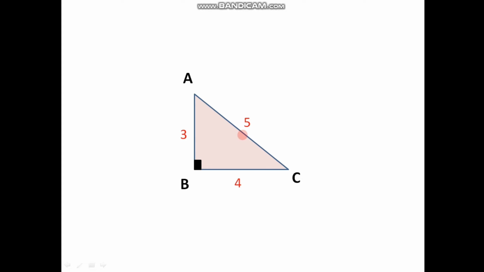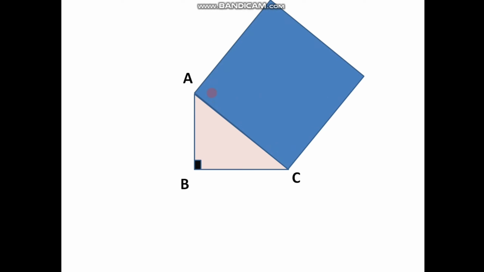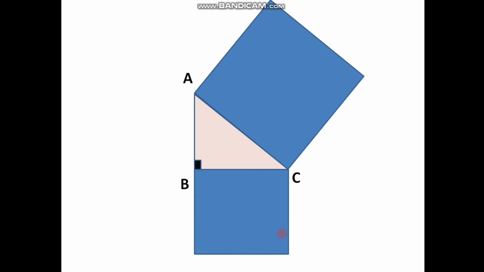Now let us do one activity. Let us draw a square on the hypotenuse whose side length is equal to the length of the hypotenuse. Similarly, on side BC, let us draw one square whose side length is equal to the length of side BC. The length of side BC is given to be 4. So we have drawn here a square of side 4 centimeter. Similarly, we have drawn a square on side AB of 3 centimeter.